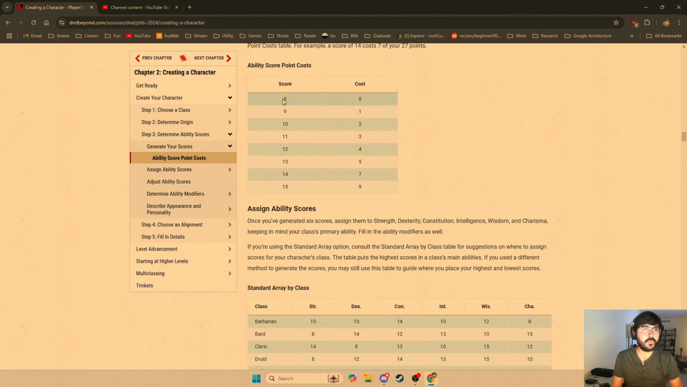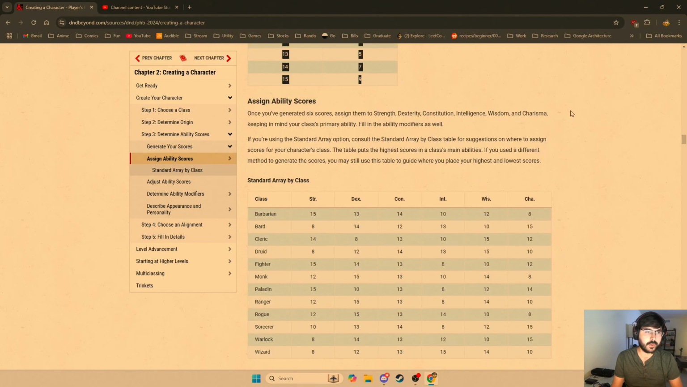Remember the ability scores, point costs. These are how much it costs to go up. So, at 8, you're then at 0 cost to get them. 9, it costs 1 additional. 10 becomes 2. 11, it's 3, and so on, so on, so on.